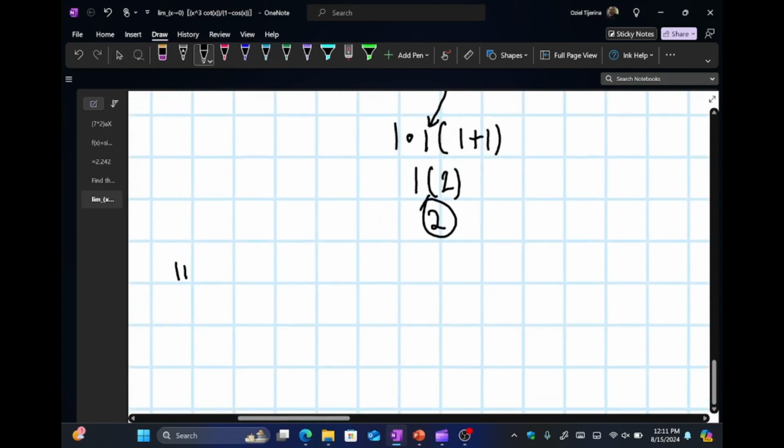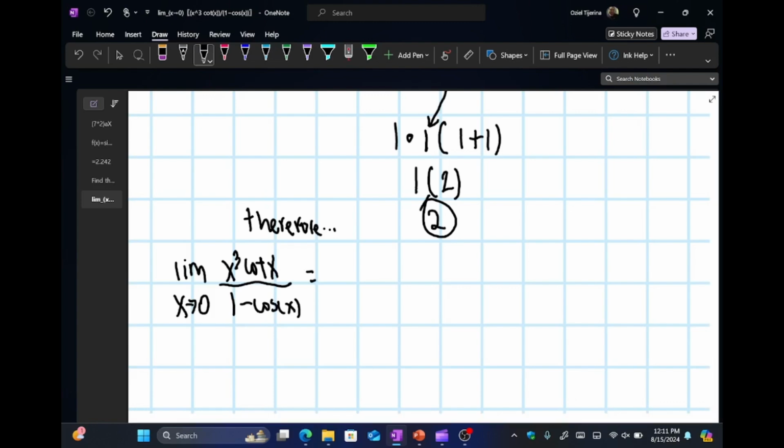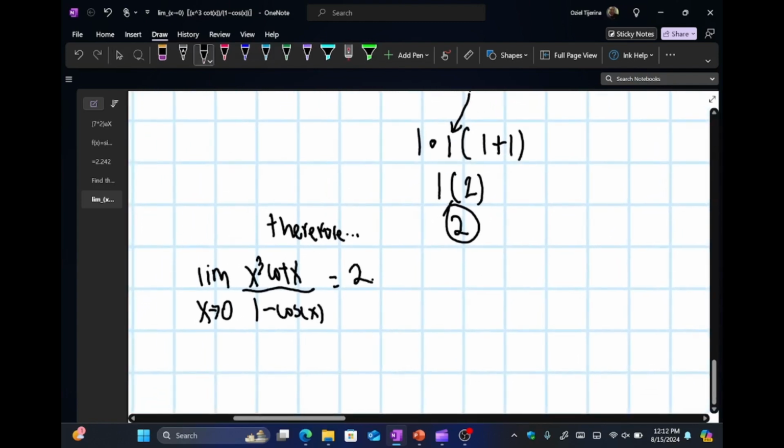Therefore, the limit as x approaches 0 of x cubed cotangent x over 1 minus cosine x is equal to 2. And that, guys, is going to be our final answer.